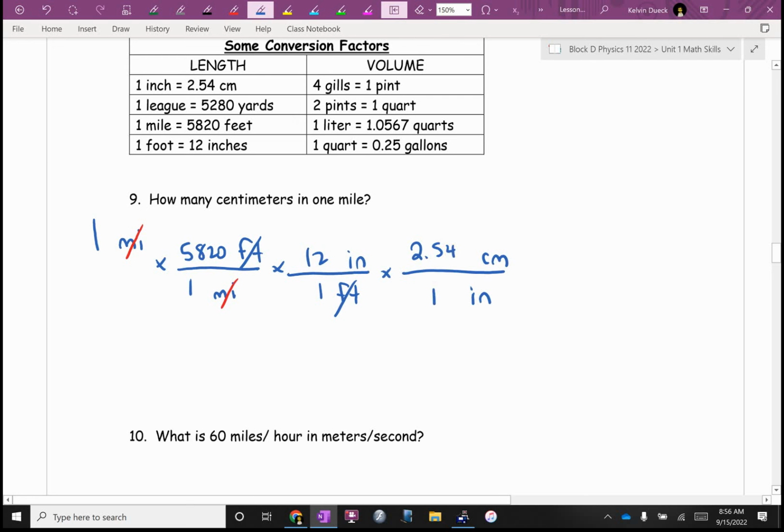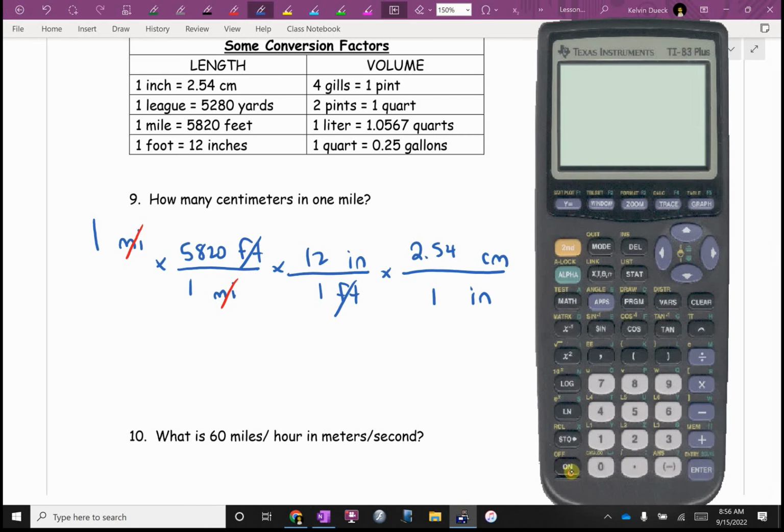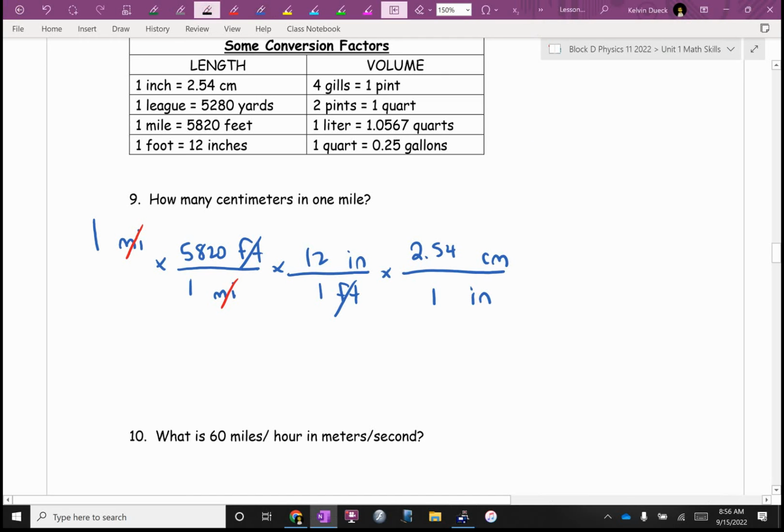Yes? And the conversion factor is what? 2.54 and 1. Am I going to times by 12? Am I going to times by 2? Anything on the top I multiply by. Anything on the bottom I divide by. You with me? Yeah, got your calculator out. Let's type this in. I ignore the ones because they don't change anything. So it's going to be 5,820 times 12 times 2.54. And I get, yep. Read me the digits. 177,393.67.